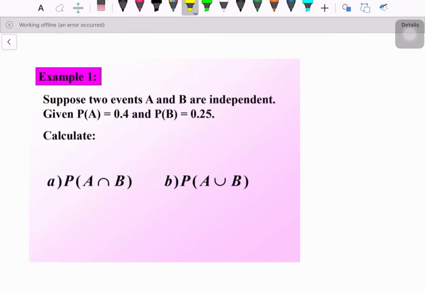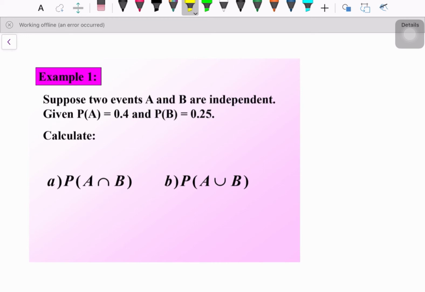Let's start with the first example. Suppose two events A and B are independent, given P(A) equals 0.4 and P(B) equals 0.25. Calculate P(A intersect B) and P(A union B).